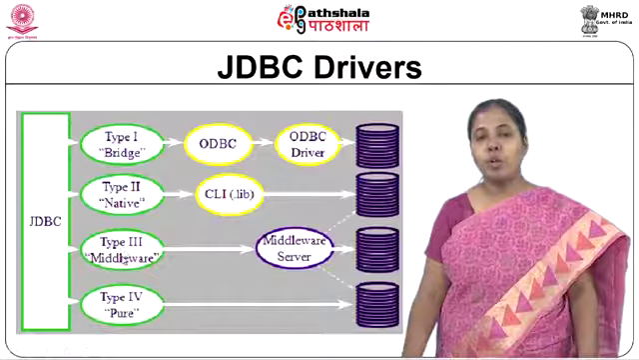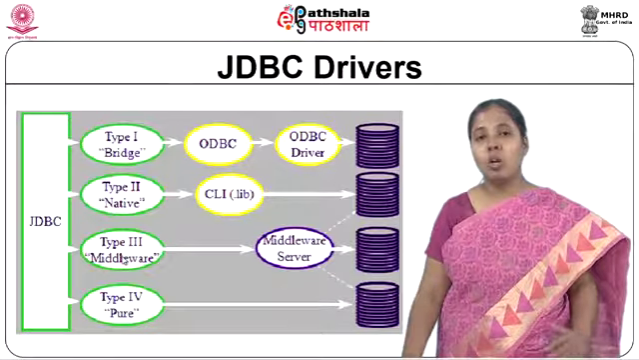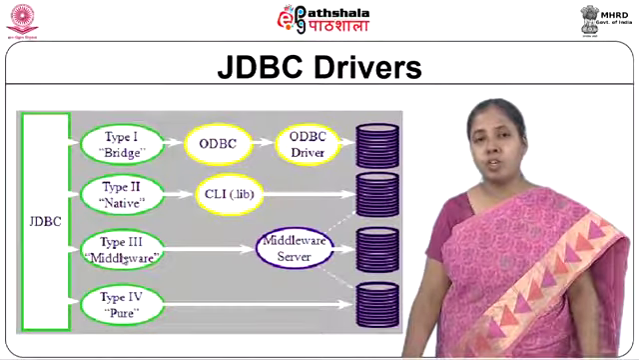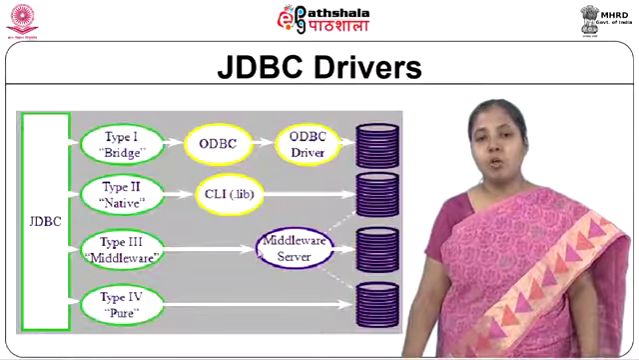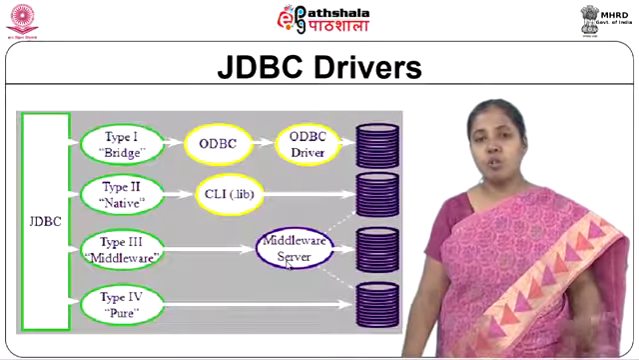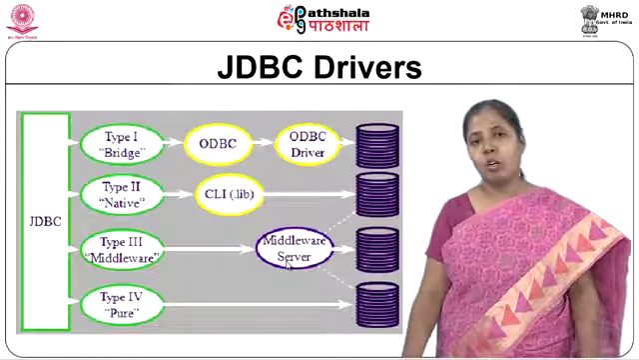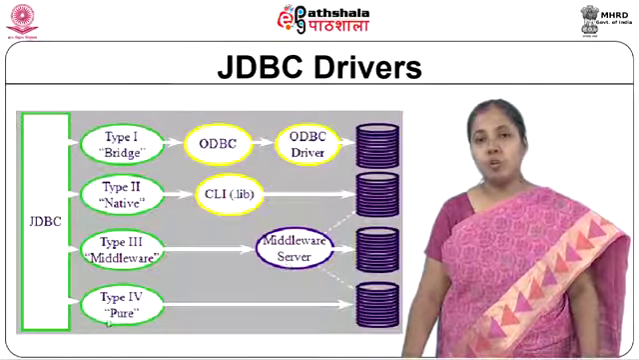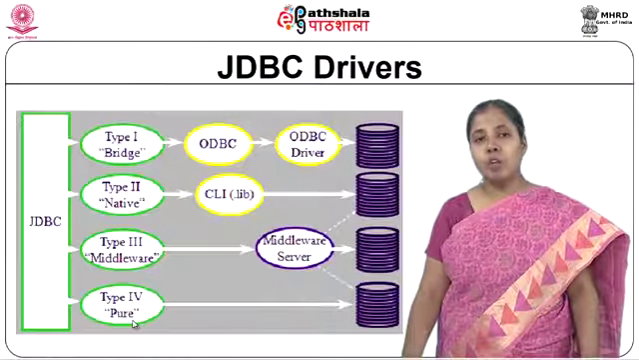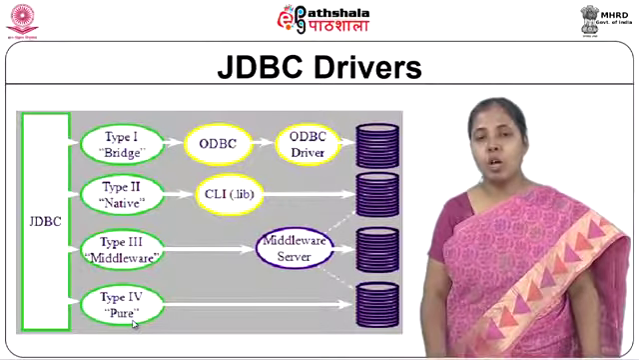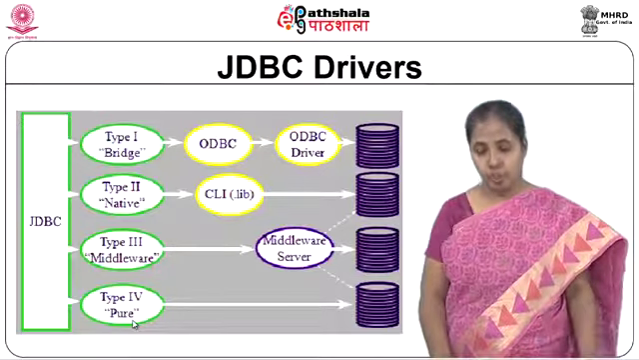Type 3 would be very useful when you want to talk to different kinds of database engines through different drivers. You will have a middleware server, which would be one single driver that you need to install in your machine, through which you can talk to the different database engines. And type 4 is a pure database driver through which you can talk to the database. Here, for every database engine you need to have a separate driver.